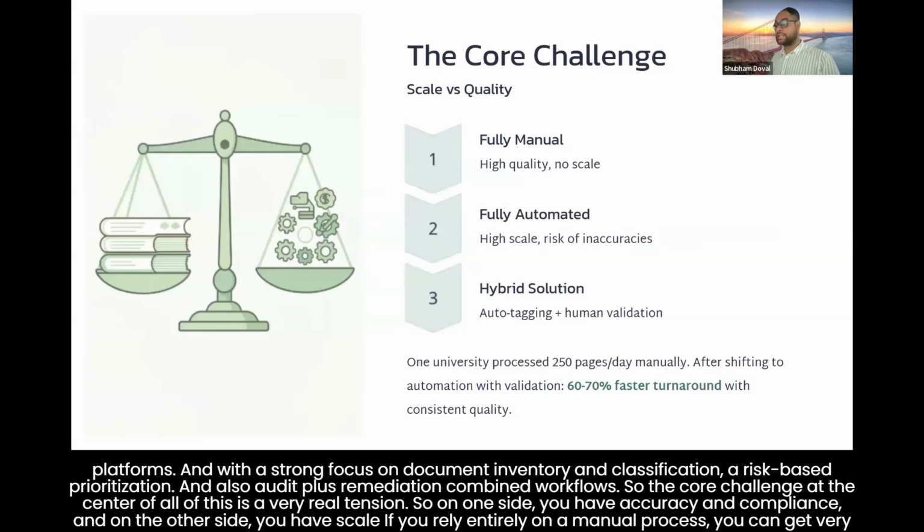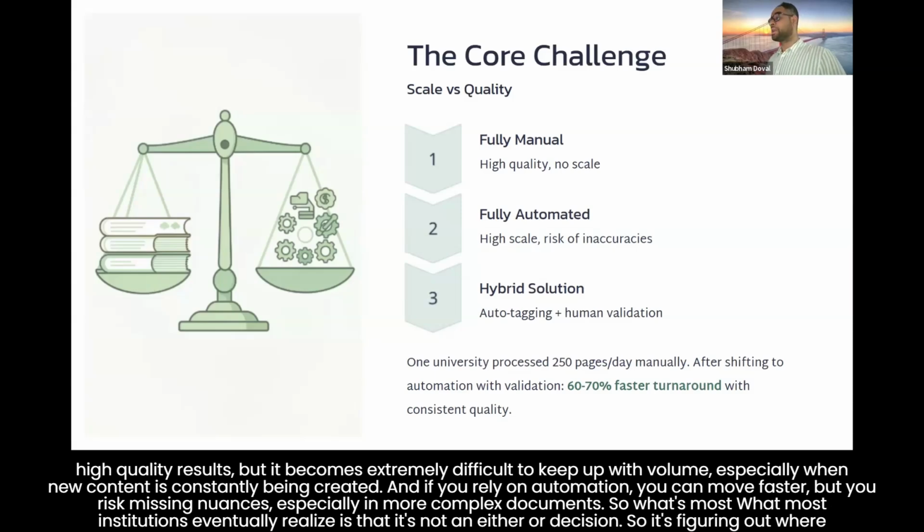So the core challenge at the center of all of this is a very real tension. On one side, you have accuracy and compliance, and on the other side, you have scale. If you rely entirely on a manual process, you can get very high quality results, but it becomes extremely difficult to keep up with volume, especially when new content is constantly being created. And if you rely on automation, you can move faster, but you risk missing nuances, especially in more complex documents.